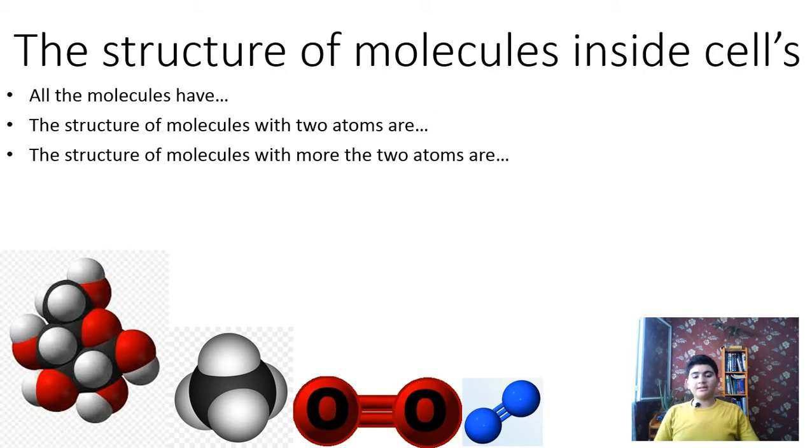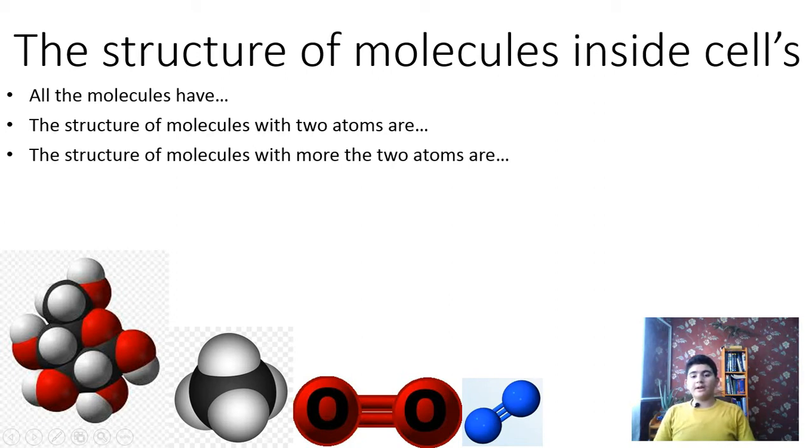In these two pictures in the bottom part, these are H2 and O2, but these two pictures over here are more complex structures, molecules which contain more than two atoms. This one is glucose, and its formula is C6H12O6, and this one is methane, or CH4.